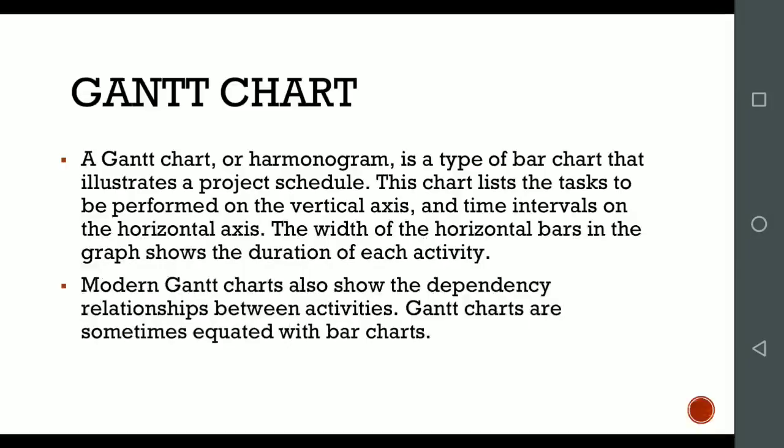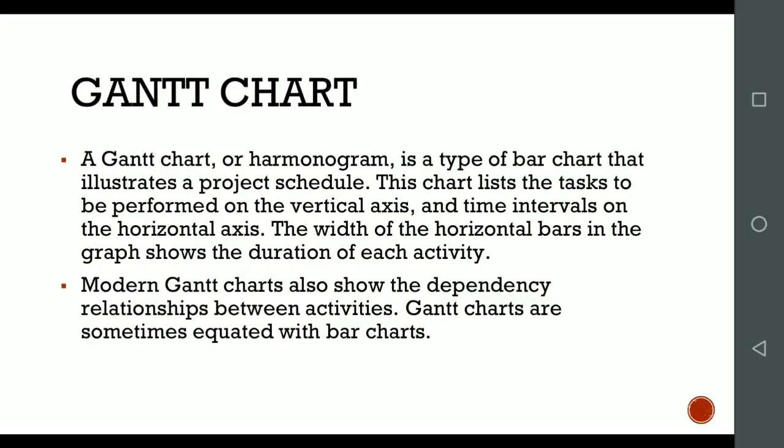So talking about the Gantt chart, a Gantt chart, which was previously known as the harmonogram, is one of the bar charts. When we are showing our planning about any project that we are going to complete to achieve the goal, we formulate it in a bar chart that illustrates a project schedule. This chart lists the tasks to be performed on a vertical axis.